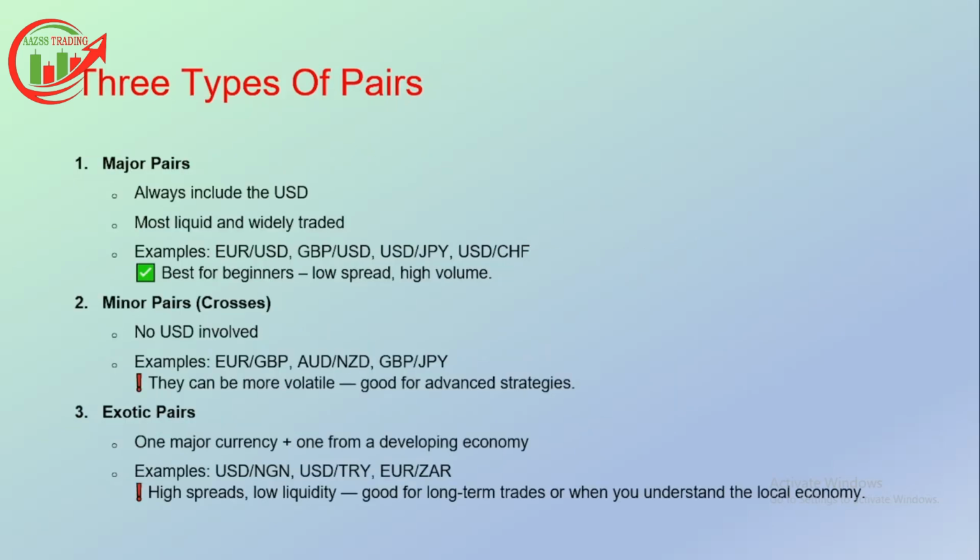There are three types of pairs. The first one, we have the major pairs, we have the minor pairs, and we have the exotic pairs. The three types of pairs that you need to know as a beginner.